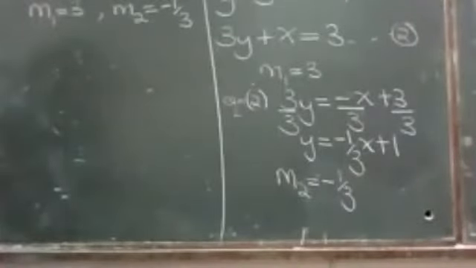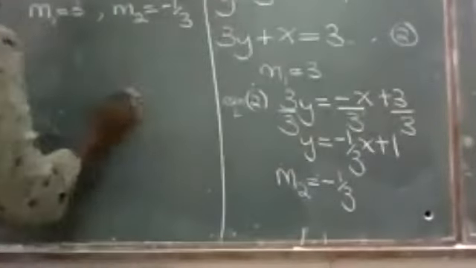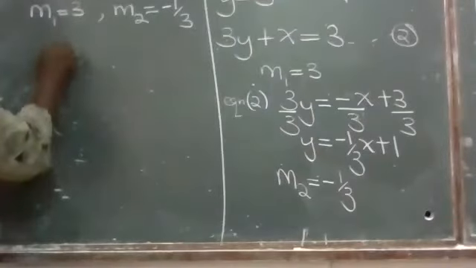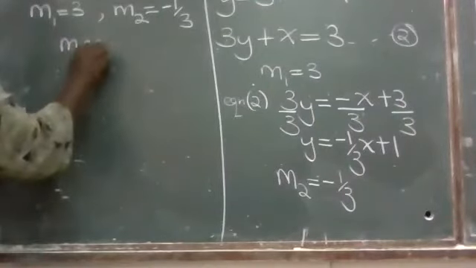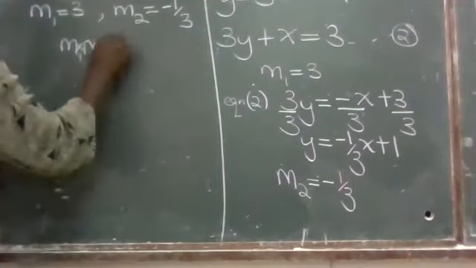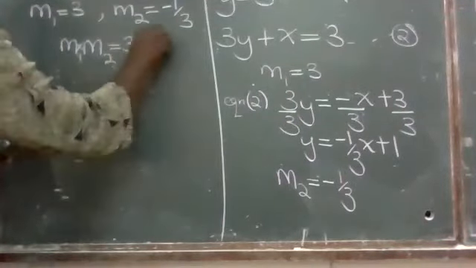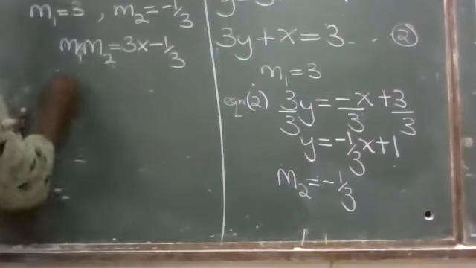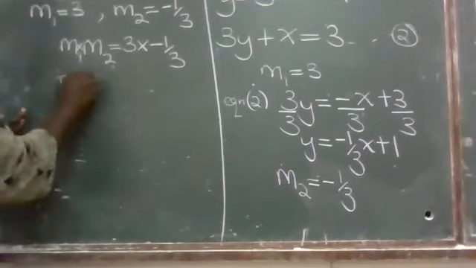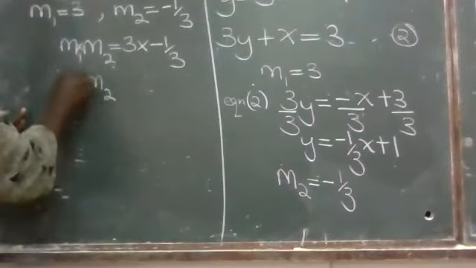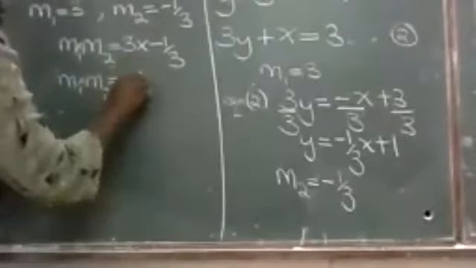The product of M1 and M2. Okay, you want me to multiply? That gives me 3 times negative a third. What does the product give us? Negative 1.